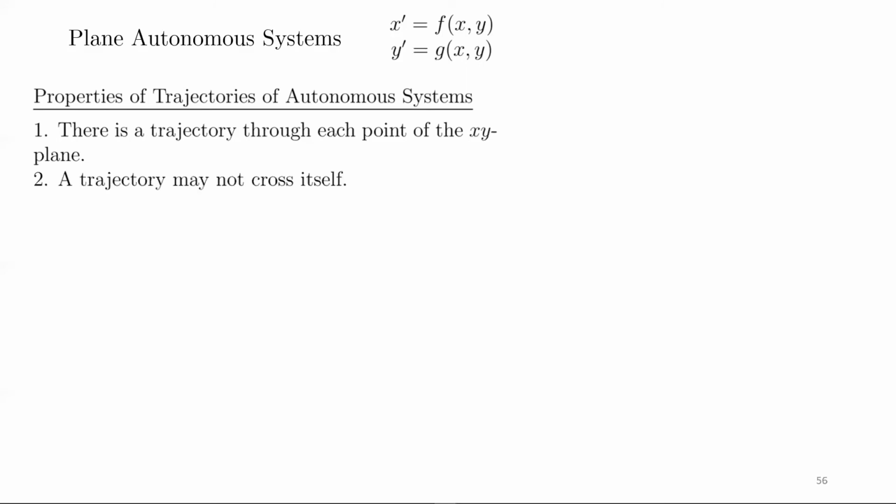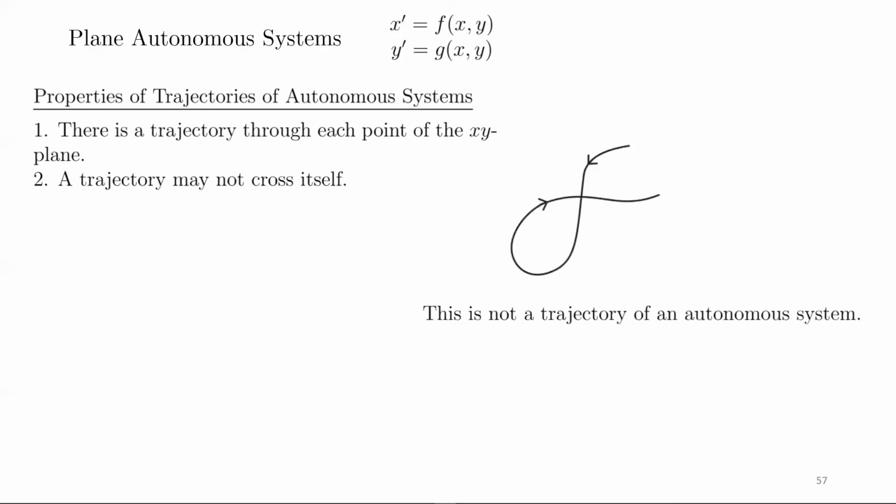Okay, but a trajectory cannot cross itself. So you can't have a trajectory that intersects itself. This is not a trajectory of an autonomous system, because you can see here, if we start at this point up here, we travel around here, and then travel up here, and then, oh no, we intersect ourselves here. So this cannot be a trajectory of an autonomous system.